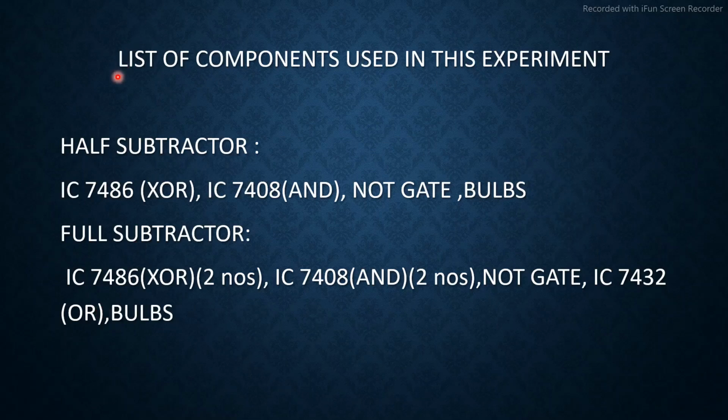List of components used in this experiment. Half subtractor: XOR gate, AND gate, NOT gate and bulbs are used. For full subtractor, we are using 2 XOR gates, 2 AND gates, 1 NOT gate and 1 OR gate, and bulbs.